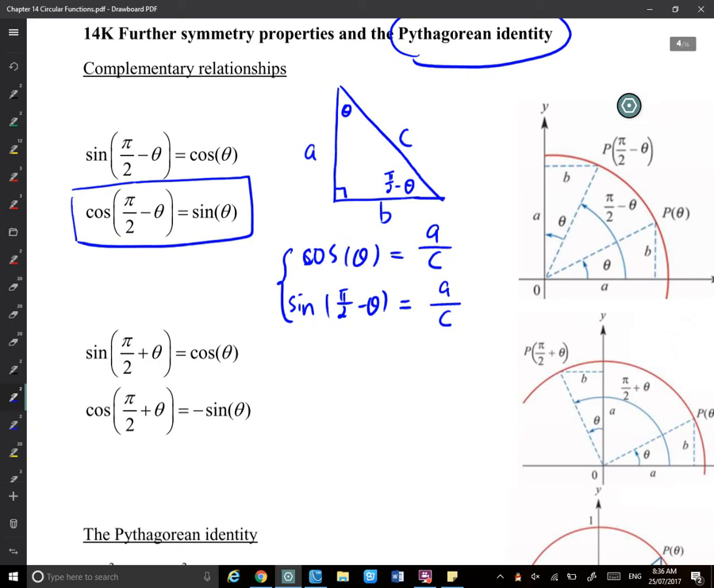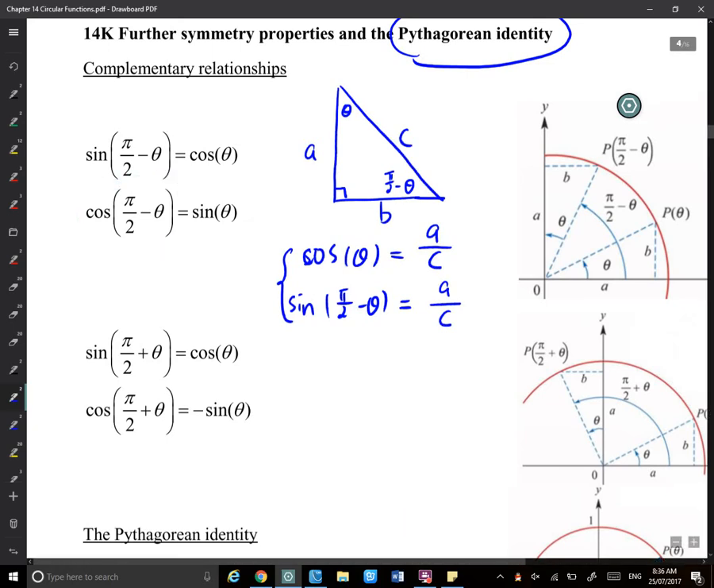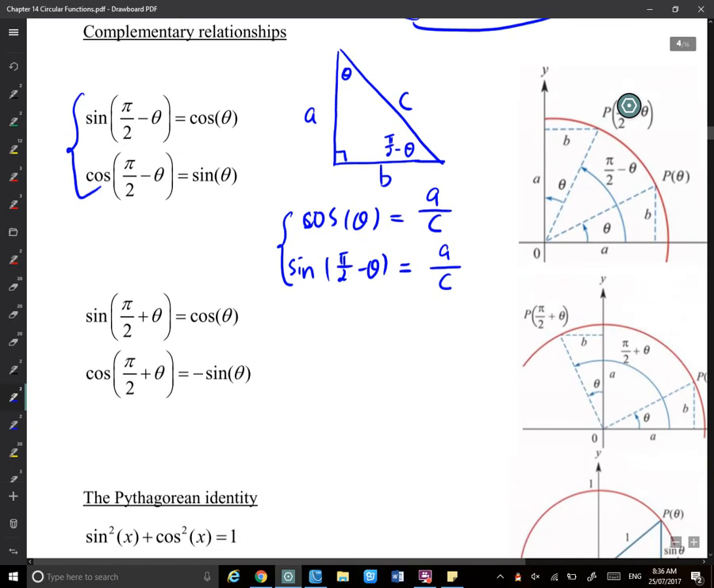But we can give this a little bit of extension here. Not only acute angles can apply to this formula. Theta can be any value. I just gave you an example showing why it is true for the first quadrant, but it is also true for the other quadrants. So this formula can apply to any theta value. So sine of pi over 2 minus theta will be cosine theta. Cosine of pi over 2 minus theta will be sine theta. You just need to remember those two equations, which is quite important.